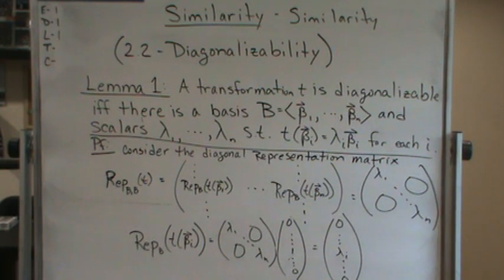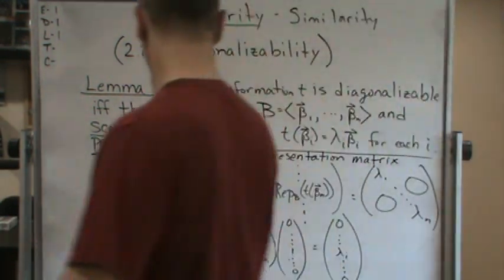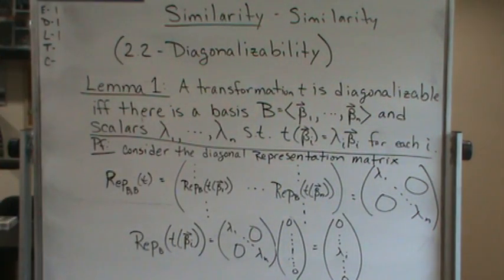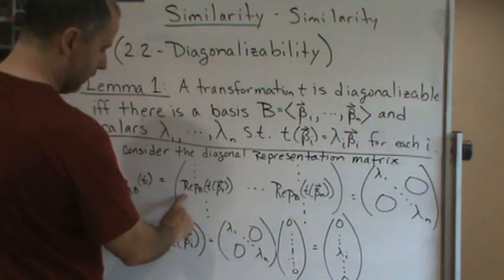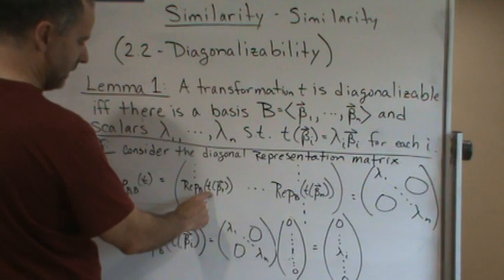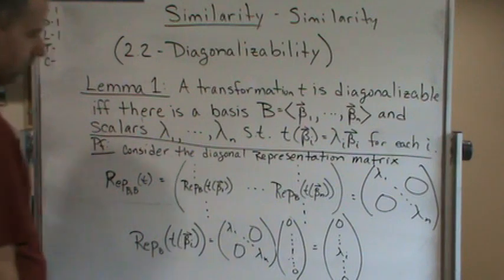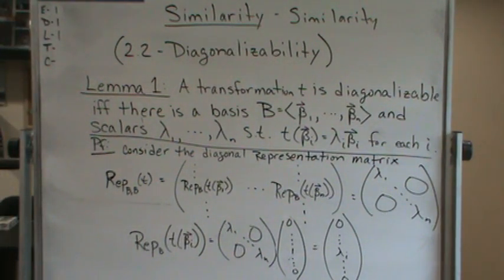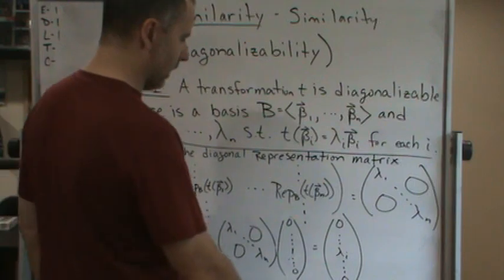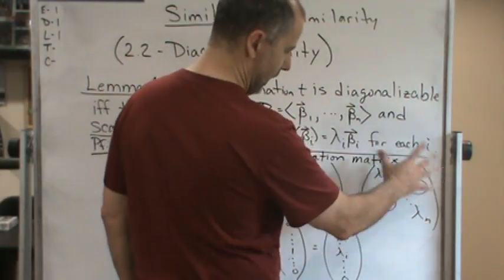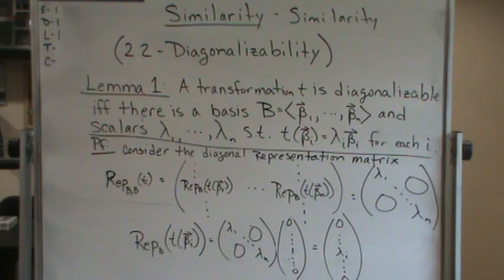So the proof is pretty straightforward. First we consider a diagonal representation matrix. So here's the diagonal representation matrix here. We take the matrix of all of the different representations with respect to B of T of beta 1 through T of beta sub n. Okay, and what that's going to do is give us all of the lambdas down the diagonal and everything else is going to be 0. So that's our diagonal matrix we're going to start with.